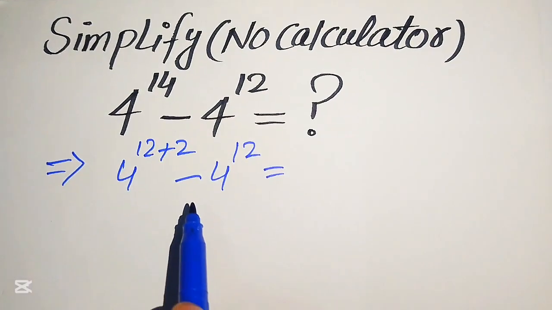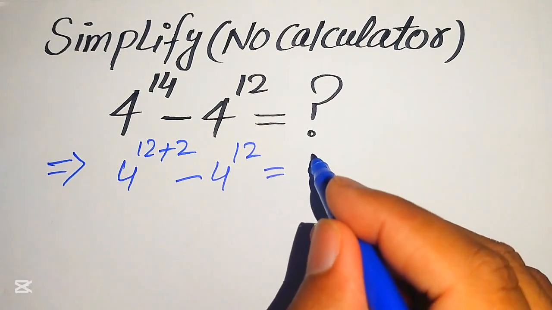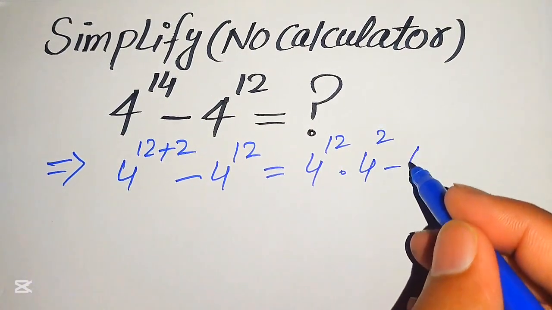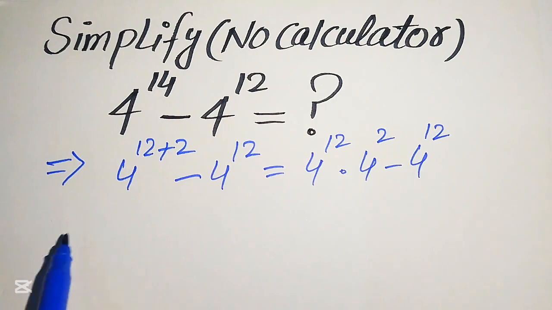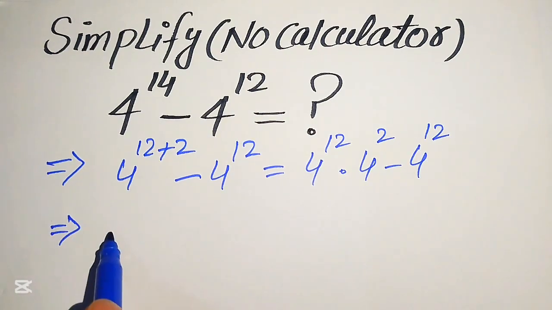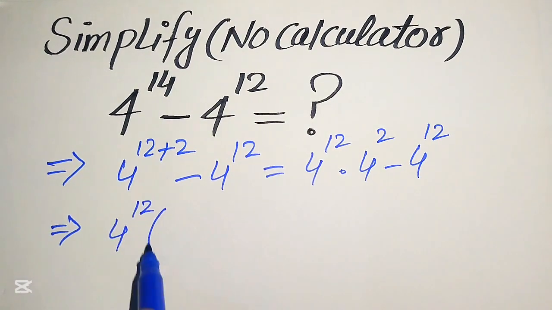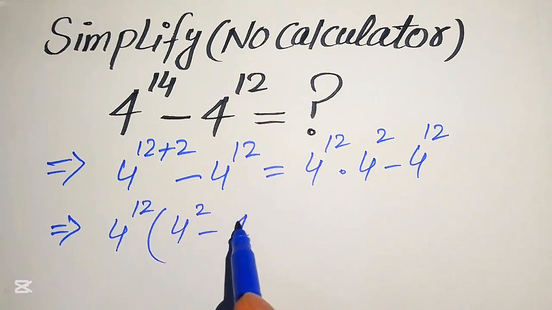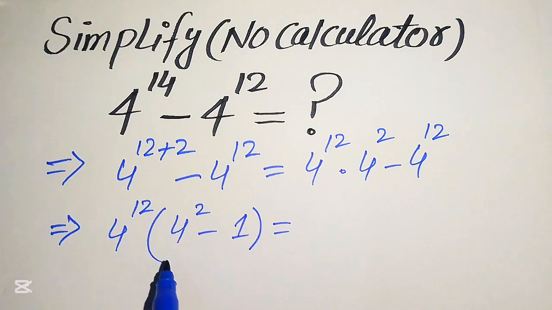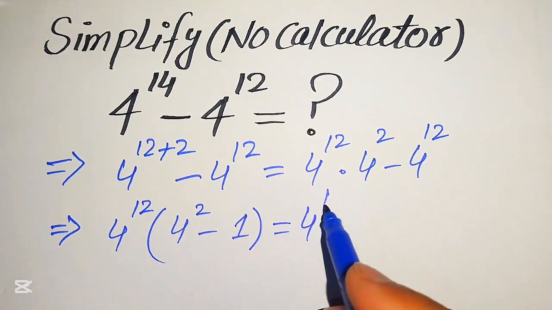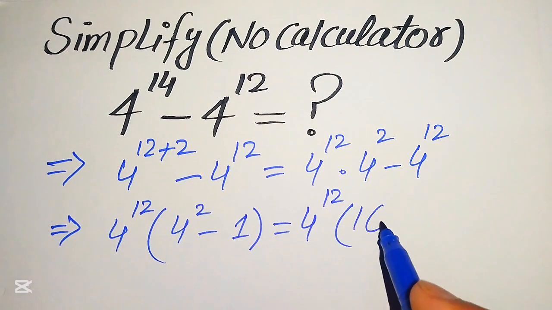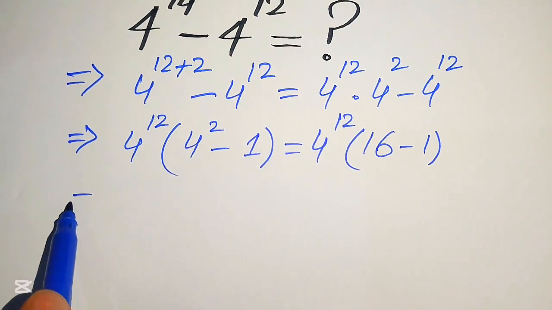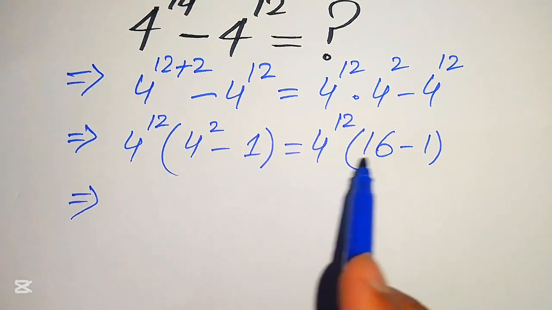And now again we can apply the exponent law, and we break these exponents, and it will be written as 4 to the power of 12 multiplied by 4 to the power of 2 minus 4 to the power of 12. And now in the next step we need to take common 4 to the power of 12, and we get 4 square minus 1. Now 4 square is equal to 16, so we write 16 minus 1, and 16 minus 1 becomes 15.